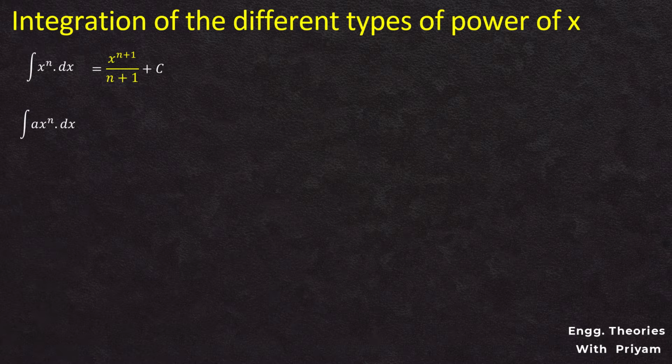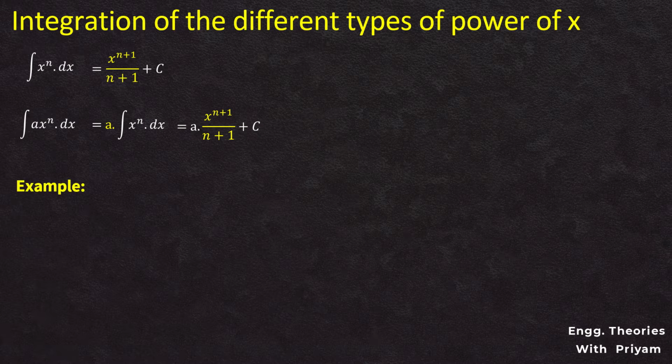If we need to integrate a into x to the power n with respect to x, then we can perform the integration by following similar steps as for x to the power n. At first, the constant needs to be taken out of the integration, and the integration will look like a into integration of x to the power n dx. Then it is similar to the previous one, where the integration of x to the power n gives x to the power n plus 1 divided by n plus 1 plus the integration constant c. Then the overall result of the integration is a into x to the power n plus 1 divided by n plus 1 plus the integration constant c.